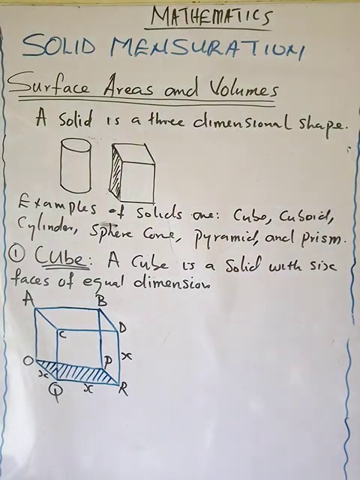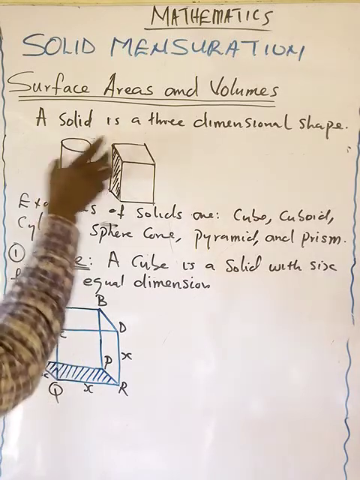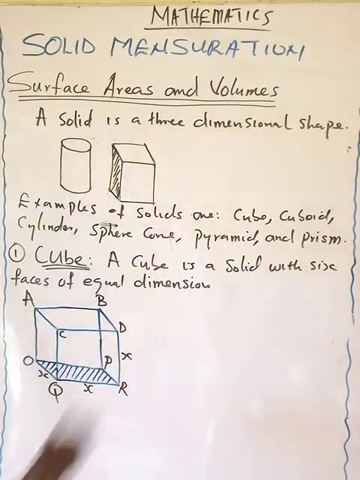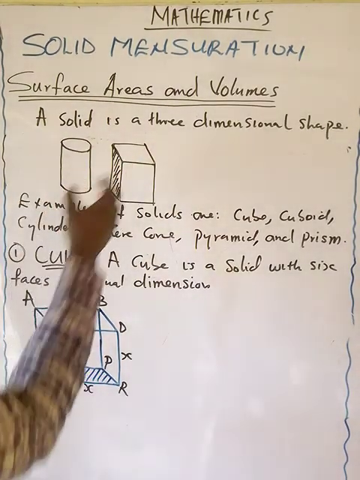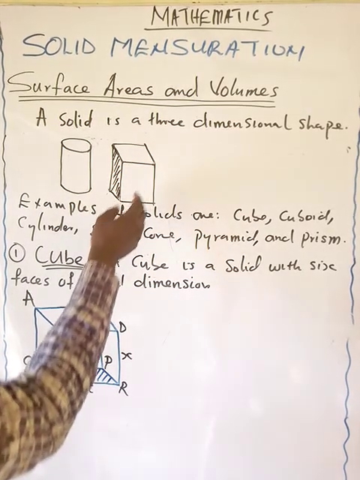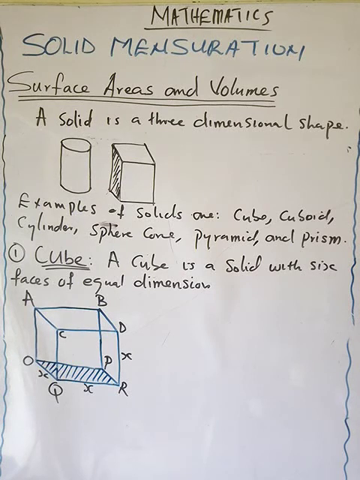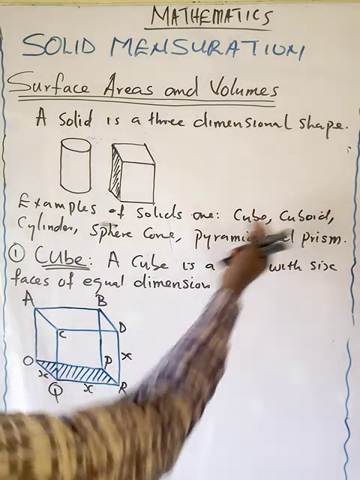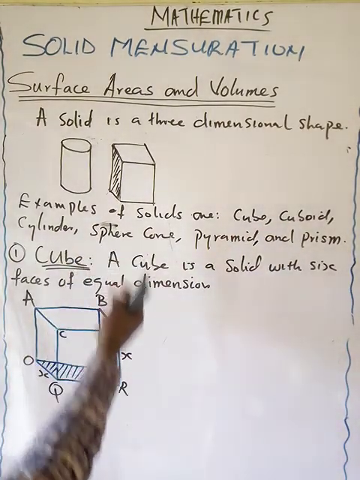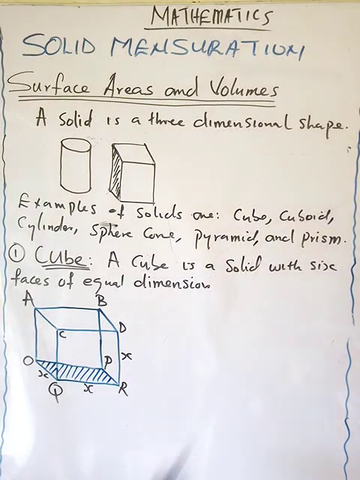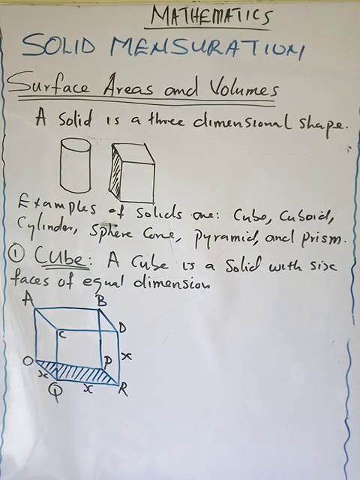Look at these pictures on the board: our cylinder and our cube. You look at this cube, you can only see three faces: 1, 2, 3. So that is an example of what? A solid. What are the examples of solid? We have cube, cuboid, cylinder, cone, pyramids and prism. So we are going to look into all these one after the other.